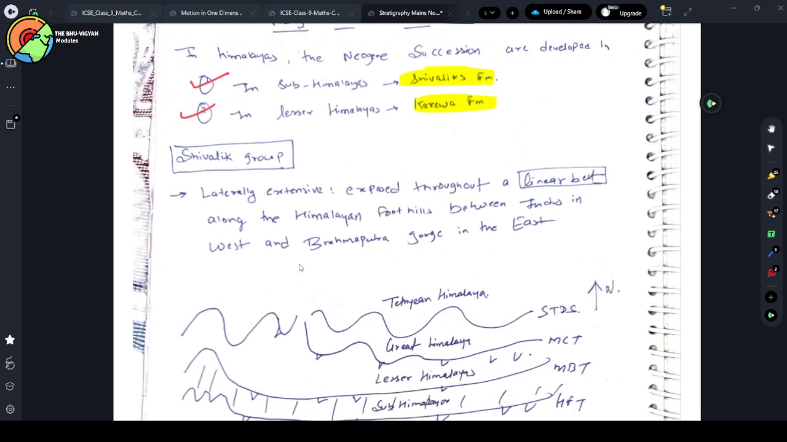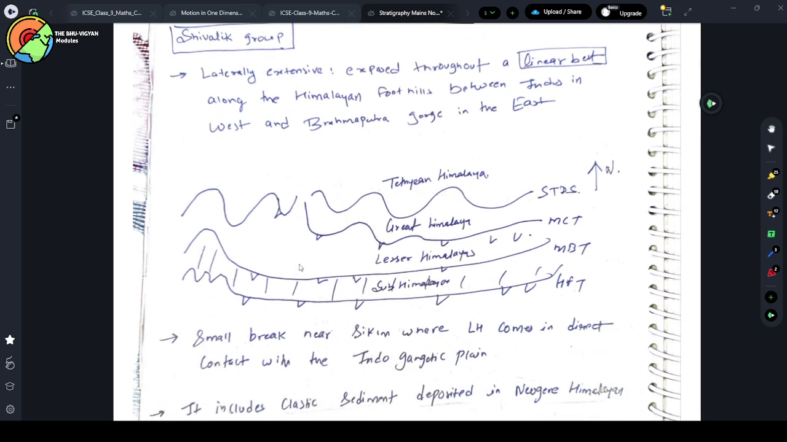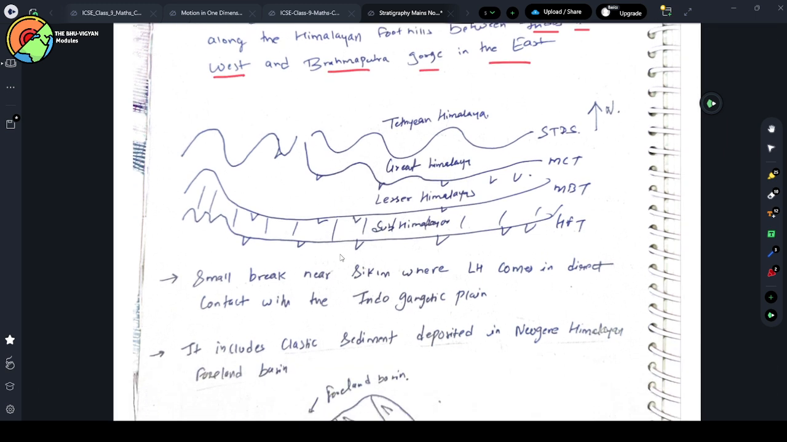Now, if we talk about the Shivalik group, which is in sub-Himalayas, it is laterally extensive, exposed throughout a linear belt along the Himalayan foothills between the Indus in the west and Brahmaputra gorge in the east. So this is the location of the Shivalik group. Okay. Now this is the position.